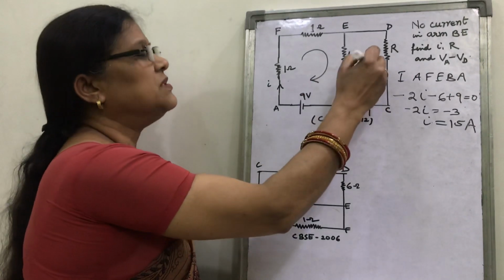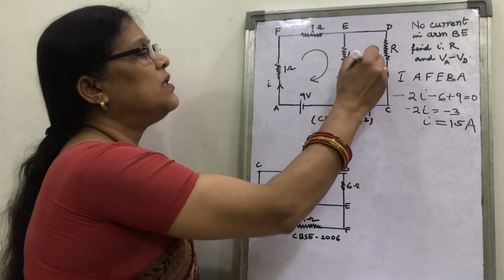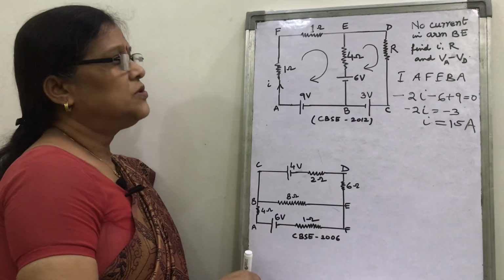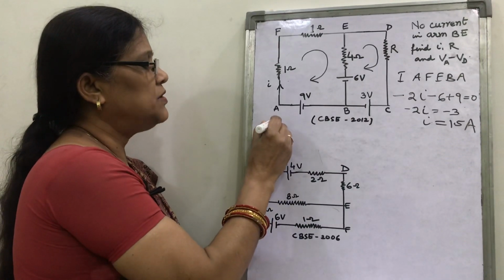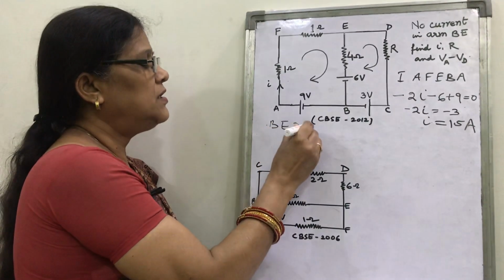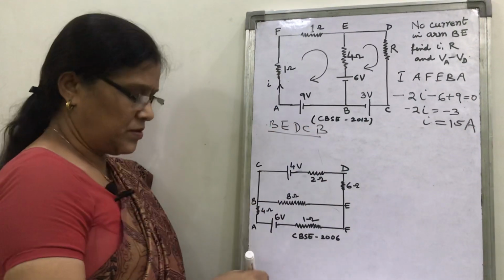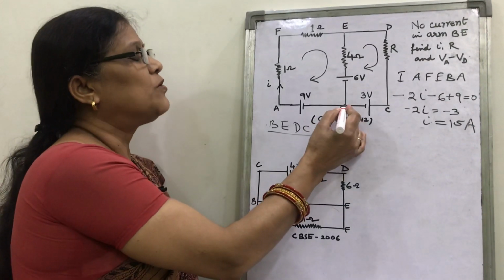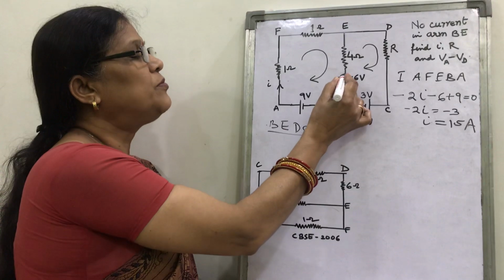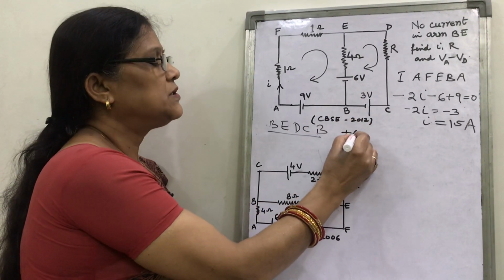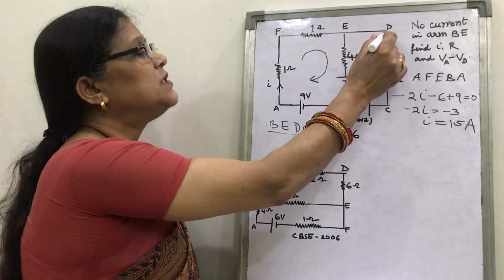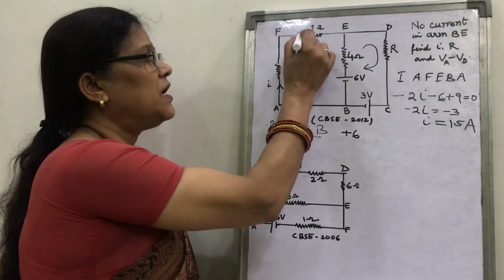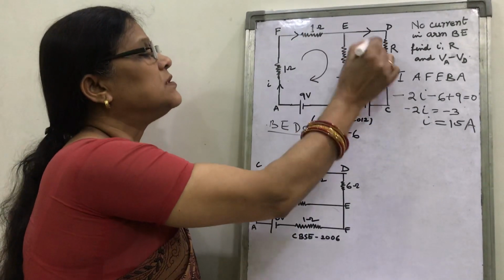What about R? So you consider this loop. In this loop, suppose we again take the clockwise direction. What is the name of this second loop? This is B, E, D, C, B. If we consider the second loop, we start from B, then from negative to positive terminal, so this will be plus 6. Then ED, there is no resistance, this is R, and the current is also in this direction. Since I goes here, and there is no current here, I is coming here.